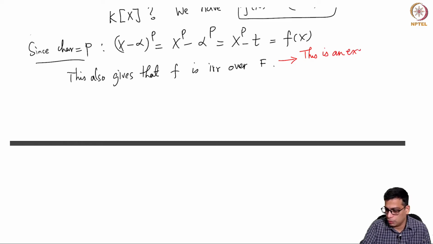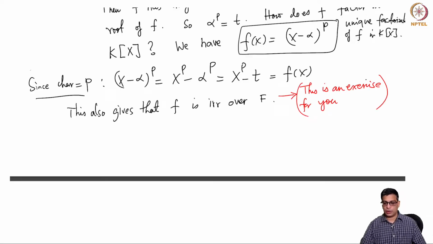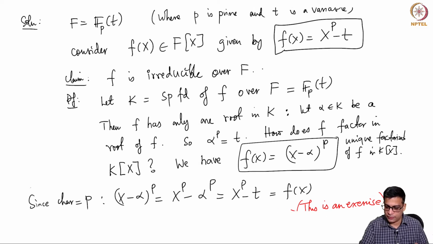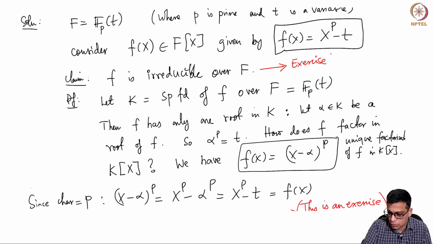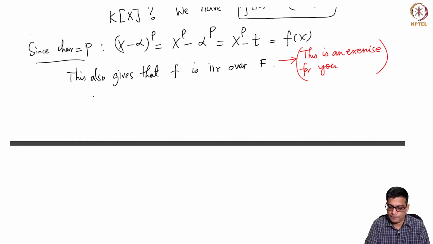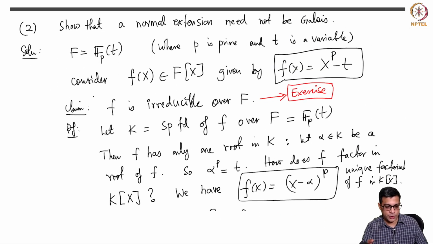And I want to get back to the main part of this problem, which of course is to show that K over F is not Galois. For that I don't need f to be irreducible. So, this claim is in fact an exercise. I would rather do other problems, so I will skip this. I want to say that f is irreducible is an exercise for you, that is irrelevant to the problem that I am trying to consider.